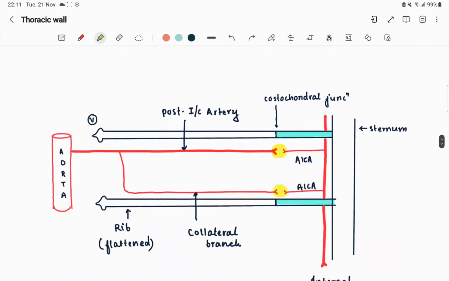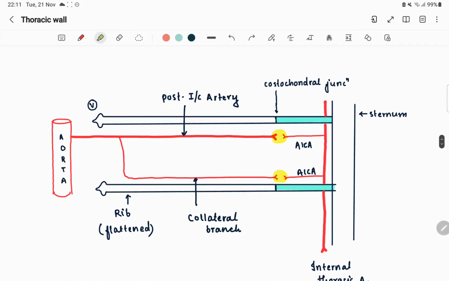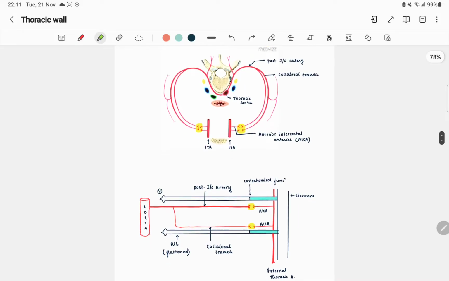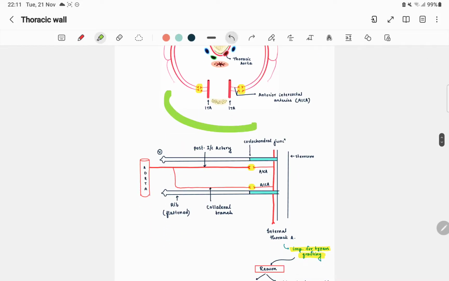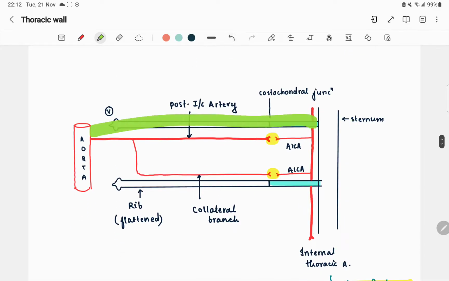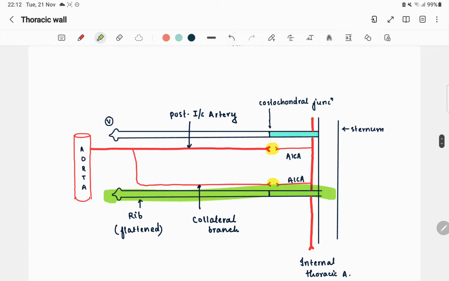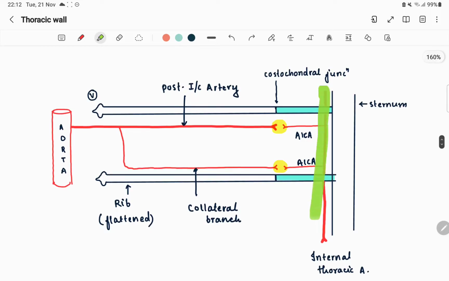Let's get into your schematic arrangement. The ribs are present curved, but what we have done is we have flattened the ribs and are seeing the rib from its inner side. So here must be the sternum. Here we have flattened the rib, so there will be a costochondral junction here, and the rib will be present here. This is the upper lip, this is your lower rib, and from here there is an internal thoracic artery, which will be giving AICA branches. What is AICA? AICA is your anterior intercostal arteries.